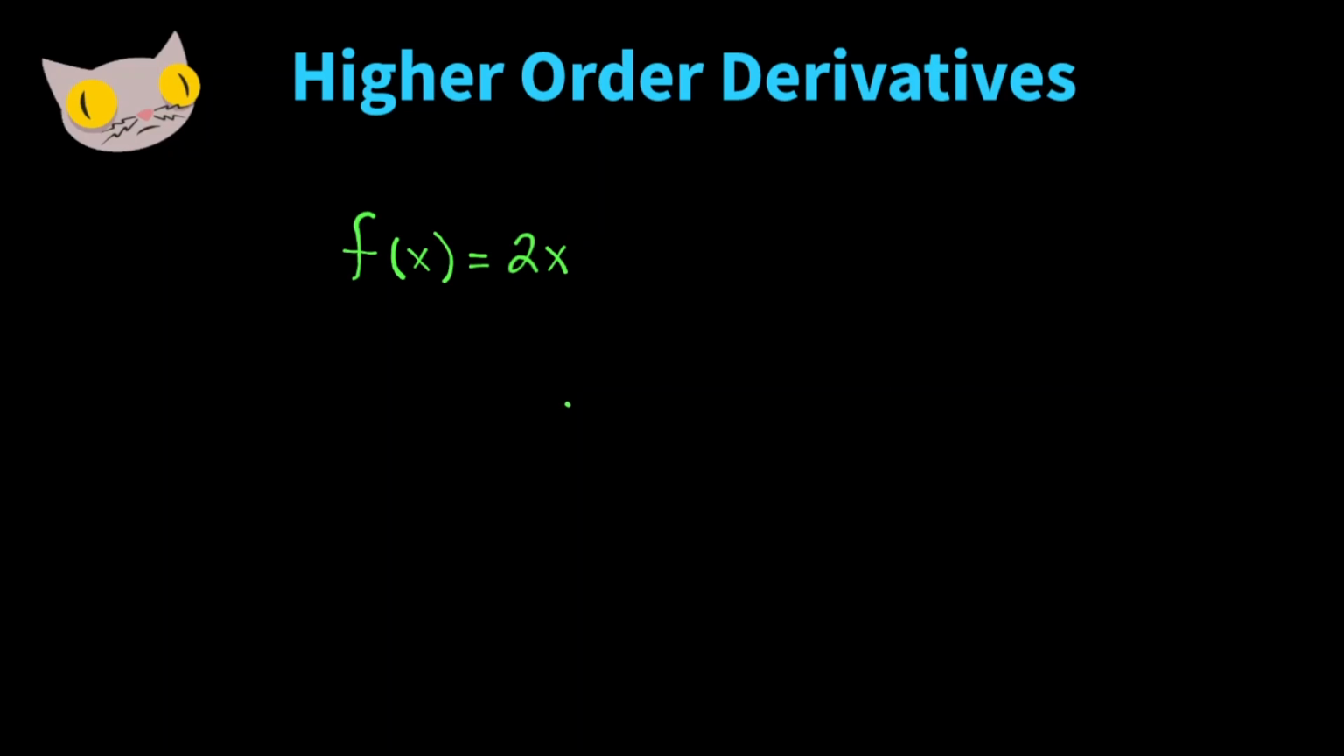And if you need to refresh your basic derivative skills, check out my video on derivatives. So let's say we have a particle. Its position is represented by the equation f of x is equal to 2x, where x is in seconds, and we're using meters as our unit of distance. So we know at 1 second, the position is going to be f of 1 is equal to 2 times 1, which gives us 2 meters.